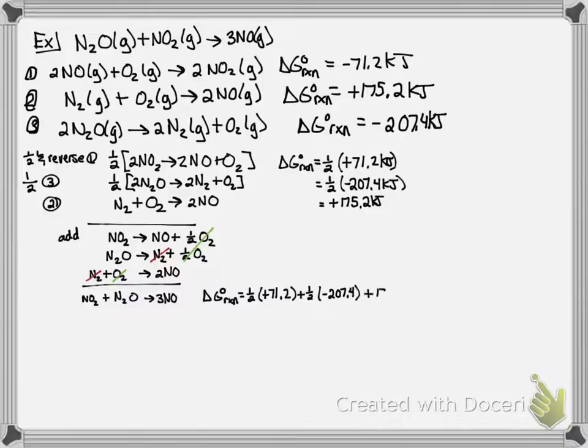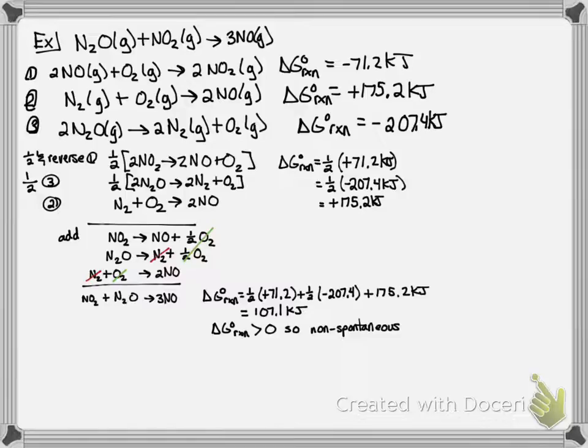This is definitely something where you want to not try to do everything in your head, right? You got to write it down. So I do everything, and I get that delta G is 107.1 kilojoules, which is greater than 0, so that would tell me that this is a non-spontaneous reaction in the forward direction as an example problem.